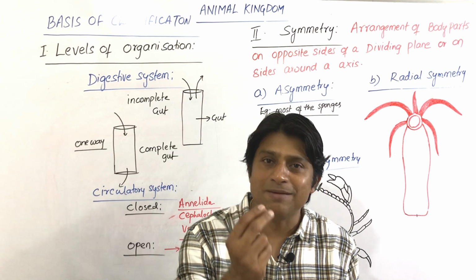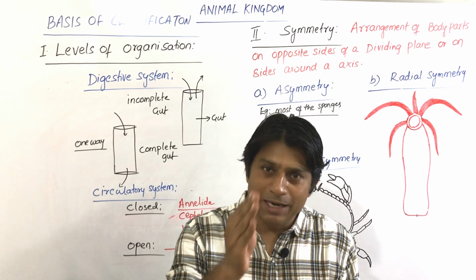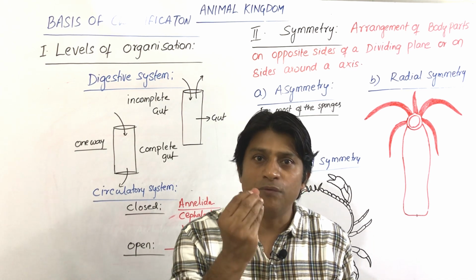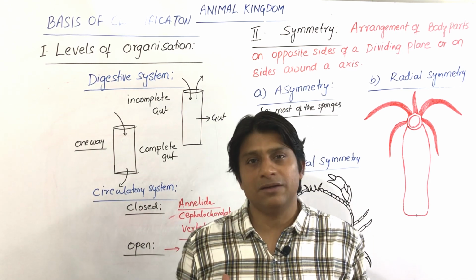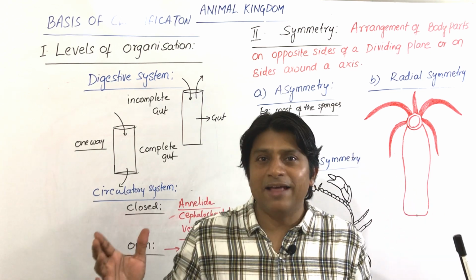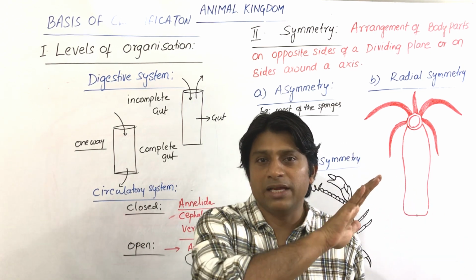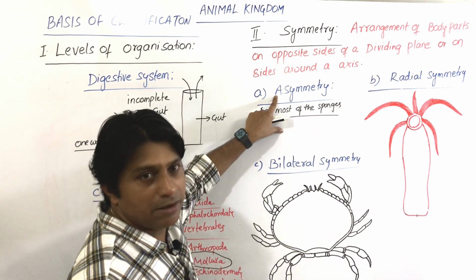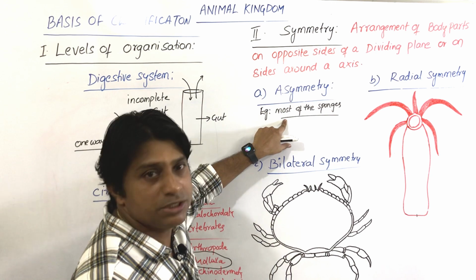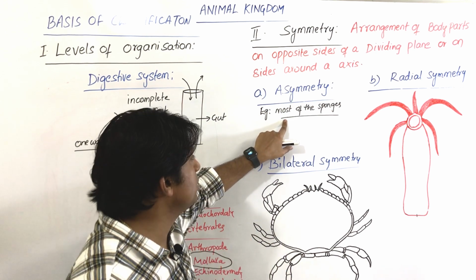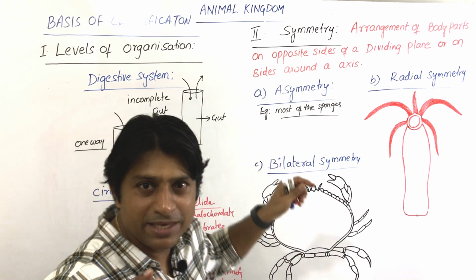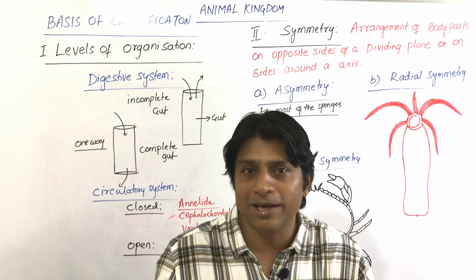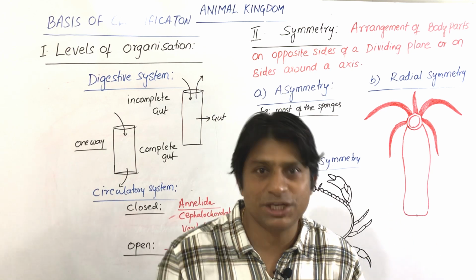We call them antimeres. If any animal can be cut into two such antimeres, we call the animal symmetrical. When we cannot divide the animal into two antimeres, it's called asymmetrical. Fine. Most of the sponges are asymmetrical. We cannot divide the sponge into two equal halves because they do not have a proper body shape.